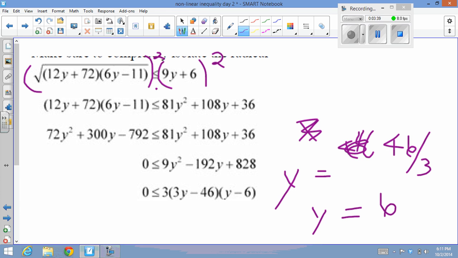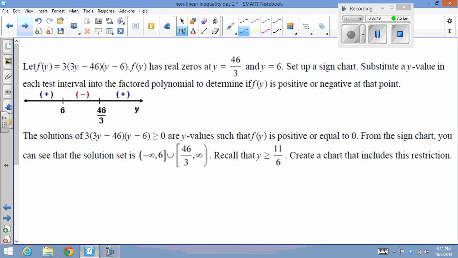So from there, I'm going to have to set up my number line with my 46 over 3 and 6 on it, and do my sign chart. And I believe that's what that says there. Now, you have your choice. At this point, you can just take numbers and place them into the inequality, or you could do your sign chart with it.